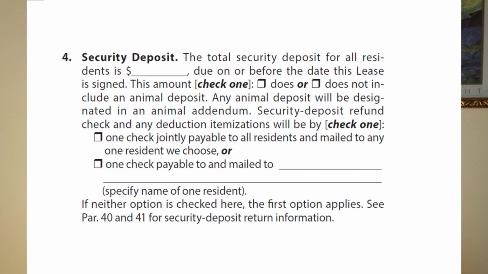Next is a security deposit. Now this section has a couple of designations in it, one of which states whether or not this includes an animal deposit. A pet deposit is handled a little bit differently, and so you can designate whether any of your security deposit is intermingled with your pet deposit. Additionally, you can decide whether, upon refund of the security deposit after termination of the lease, a certain single person will receive that refund or whether it'll be jointly sent to multiple tenants in accordance with the lease.